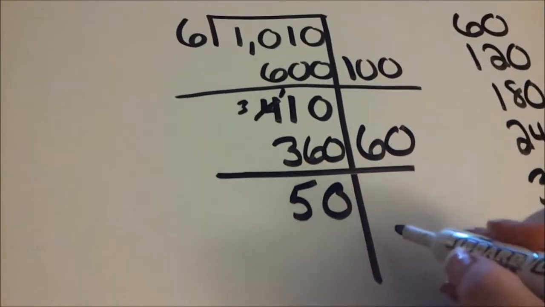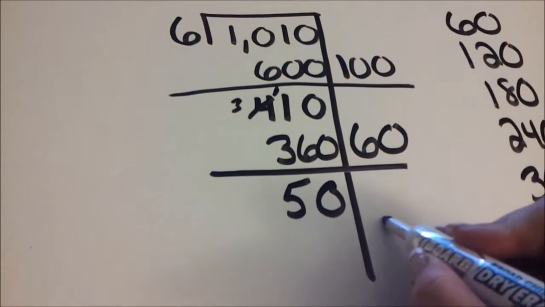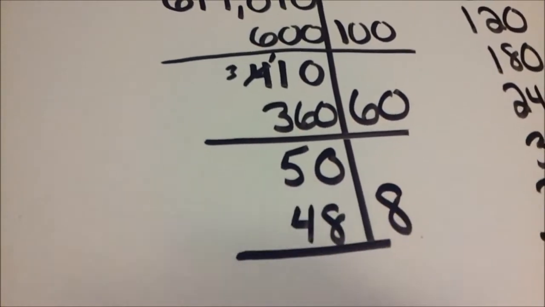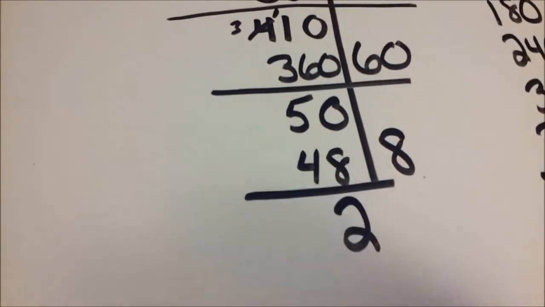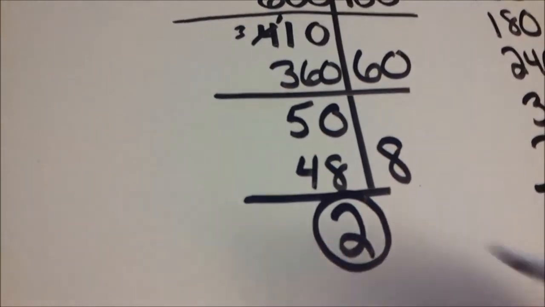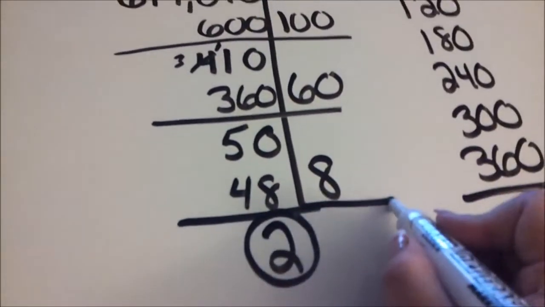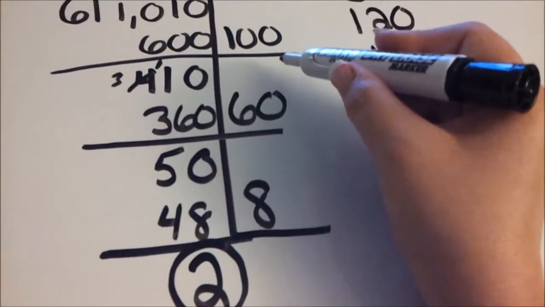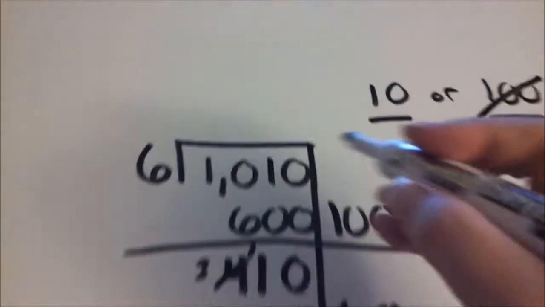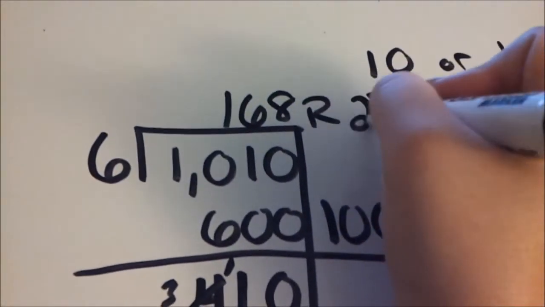Now 6 into 50, we know this through mental math. We're going to multiply 6 times 8, and we're going to get 48. Then we'll subtract, and that'll leave us with a remainder of 2, which is smaller than 6. Let's go ahead and circle that. That's going to be our remainder. Now we're going to add up all of our partial quotients. 100 plus 60 plus 8 will give us 168. Remember to write this in the correct columns above for your answer.